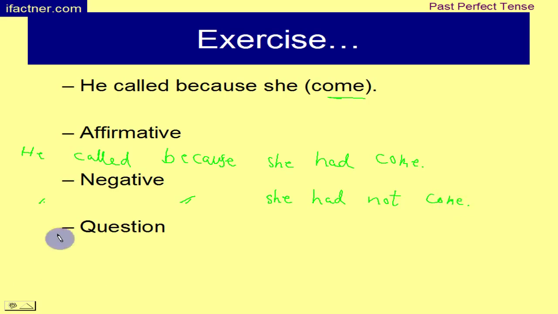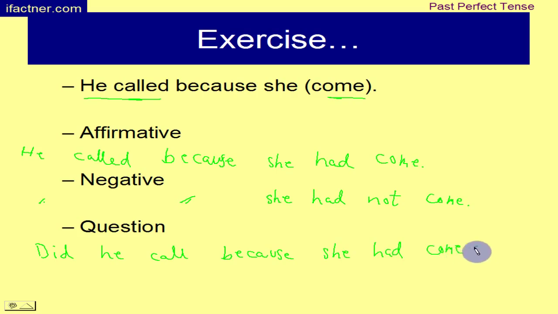To change it into the question form, we would write did, because now we are changing the past simple form he called in the question form. Did he call because she had come? Question mark.